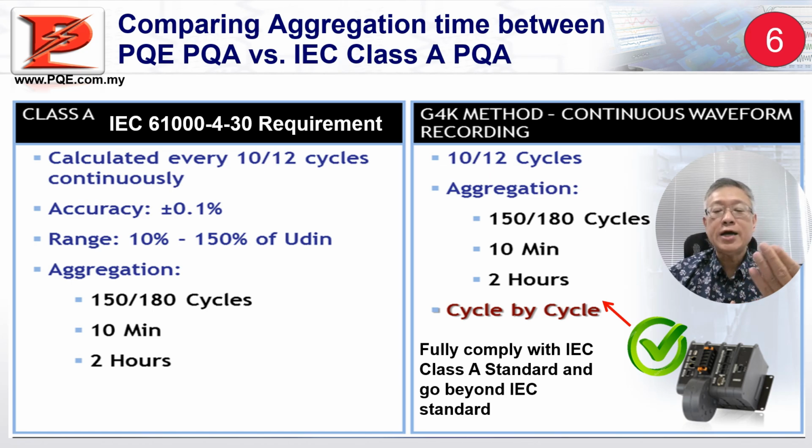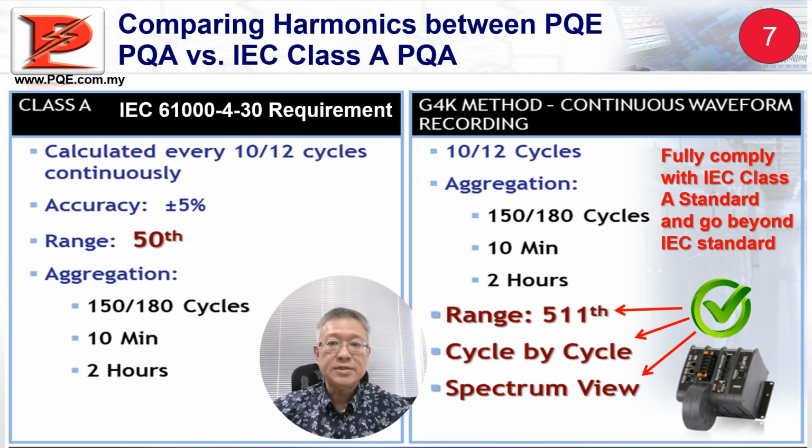But we go beyond IEC standard. We also provide a single cycle aggregation time, which is very detailed and very accurate. Number seven, we look at the IEC requirement for harmonic measurements. Harmonic measurement has been required by IEC for up to 50 orders, based on the same aggregation times: 10 cycle, 150 cycle, 10 minutes, and 2 hours.